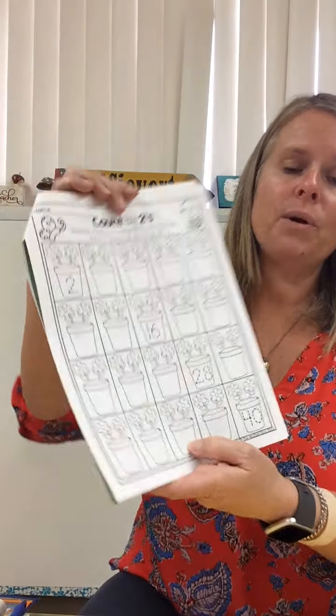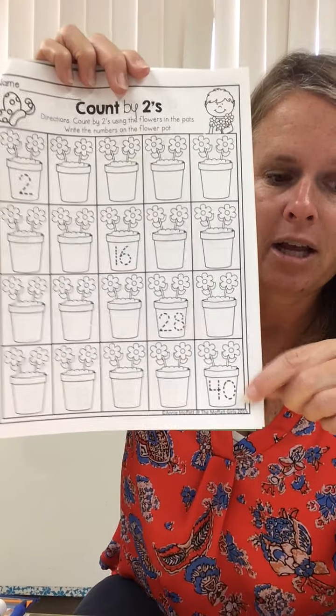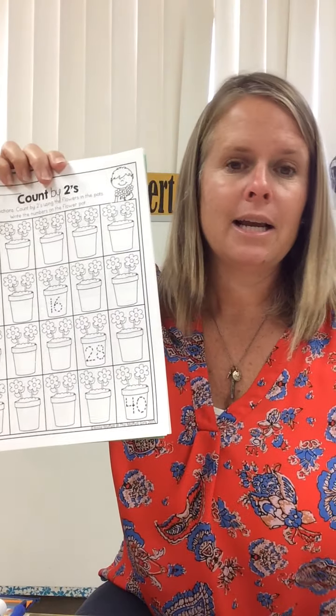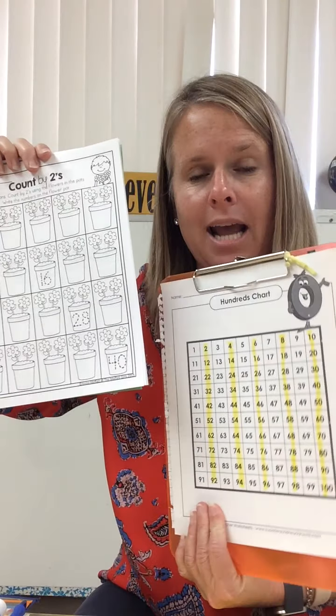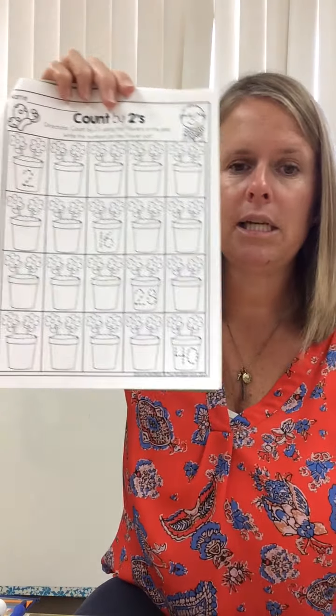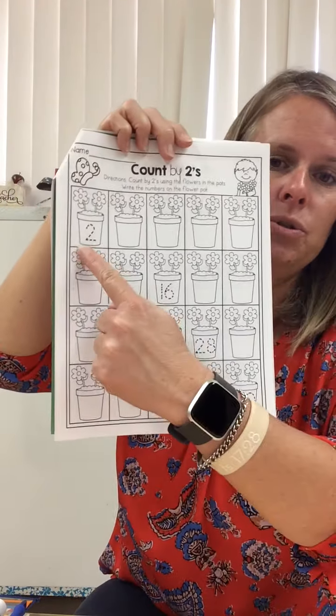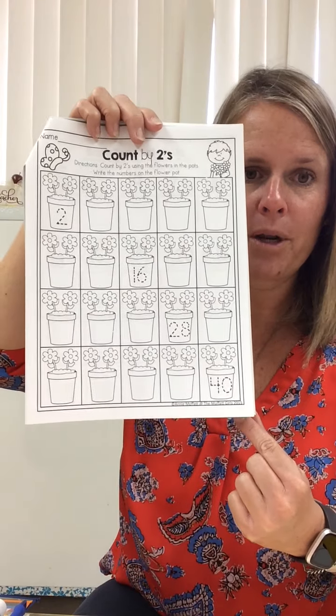Your next page, my page is sticking, is counting by twos. Now this is going all the way to 40. So that's where this comes in handy today. You've got 2, what comes next, all the way to 40.